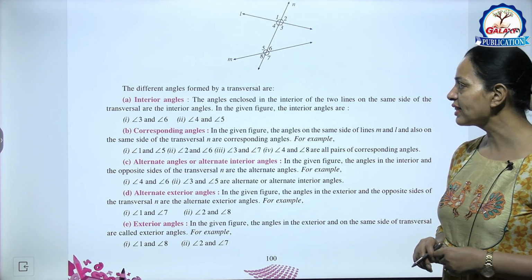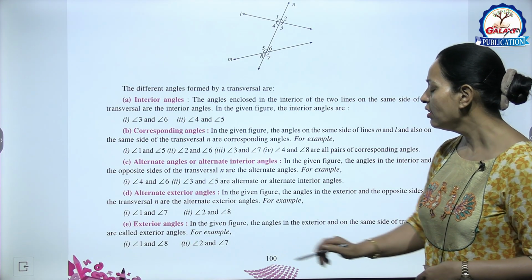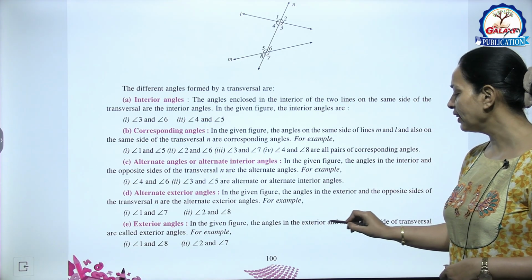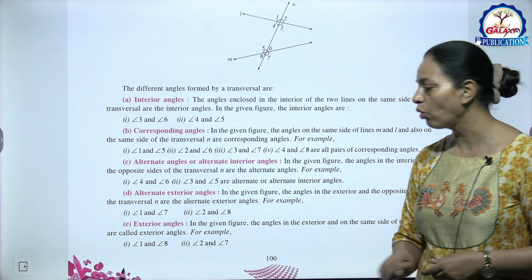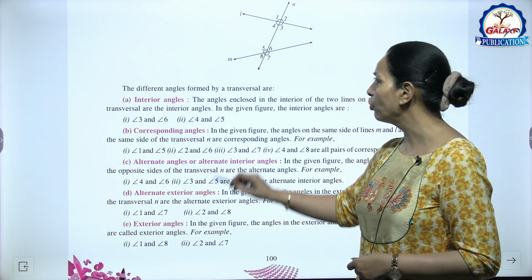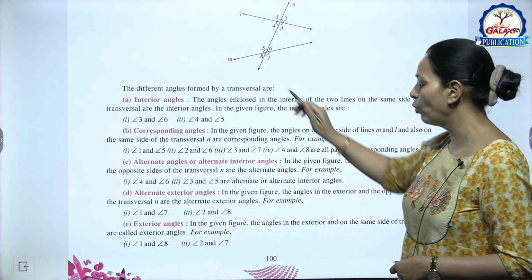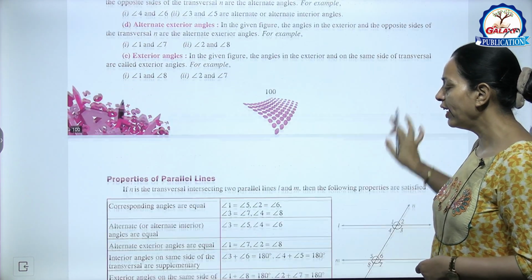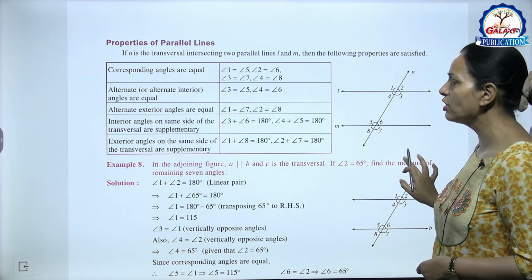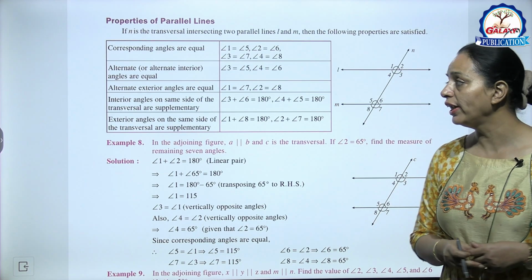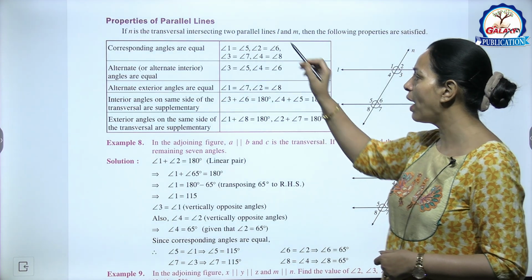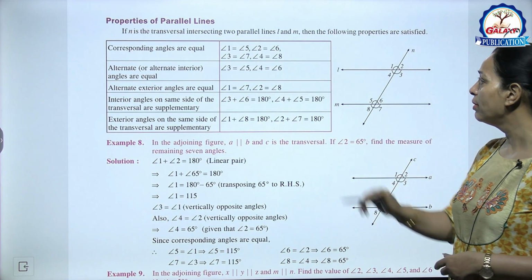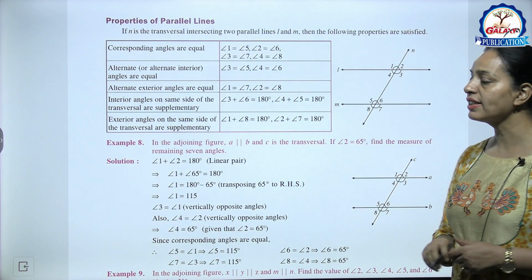The next is exterior angles. See here, in the given figure, the angles in the exterior and on the same side of the transversal are called exterior angles. For example, 1 and 8, 2 and 7. Now the next we are talking about properties of parallel lines. Very interesting. If N is a transversal intersecting two parallel lines L and M, then the following properties are satisfied.